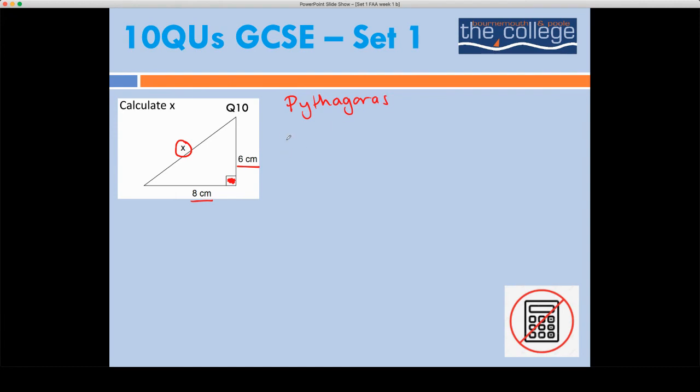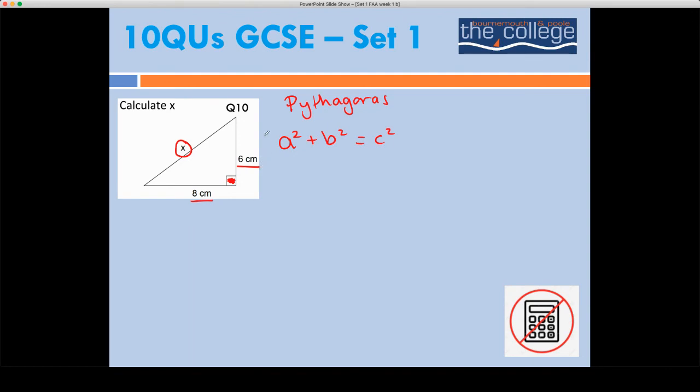So just need to recall what the theorem is, and the theorem is a squared plus b squared equals c squared. That means if you had a square drawn off this side and a square drawn off this side, those two squares would add to make the bigger square here. Likewise, you could be asked to find one of the shorter sides, and you would take the shorter side's square away from the big side's square. So it's all about squaring.